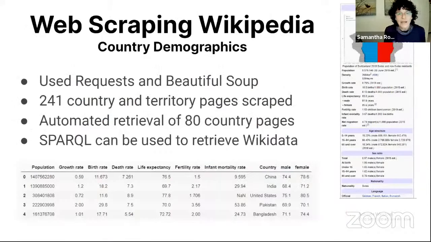When data is not so easy to access, we can scrape information from what's posted on the web. I used the Requests and Beautiful Soup libraries to scrape country demographic information from Wikipedia sites. I wrote a script that first scraped a table of links to all the countries and territories, and then followed those links to extract the demographic information from a table such as this on each page. Of the 241 pages, I was able to automate the scraping of 80 of them successfully.